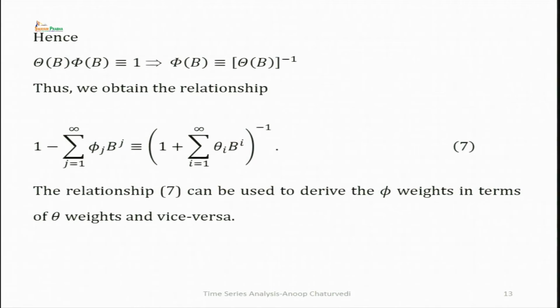or you can write this relationship in this form also, 1 minus summation j equal to 1 to infinity phi j B to the power j equal to (1 plus summation i equal to 1 to infinity theta i B to the power i) whole inverse. Now, this relationship 7 can be used to derive the phi weights in terms of theta weights. It can also be used to derive theta weights from phi weights.